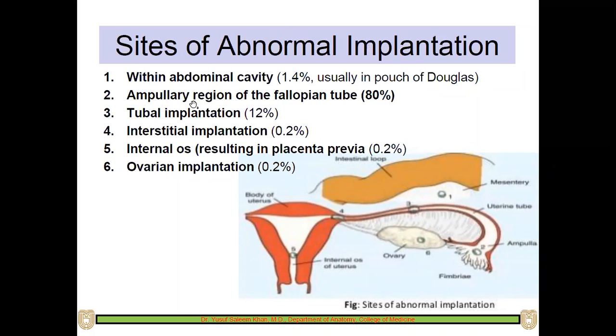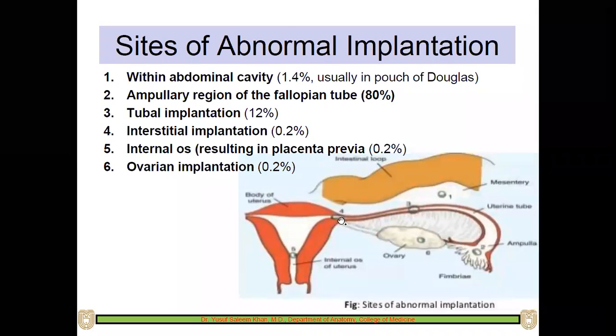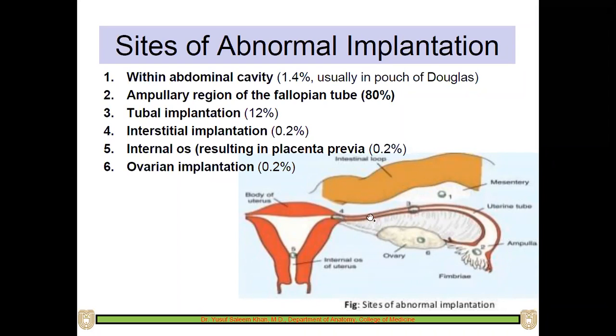Then it can also get implanted in other parts of the tube, like the isthmus, if it implants slightly later but before it reaches the uterine cavity, as well as the intramural part. This is almost 12%. This is the second commonest, and the ampullary implantation is the commonest.